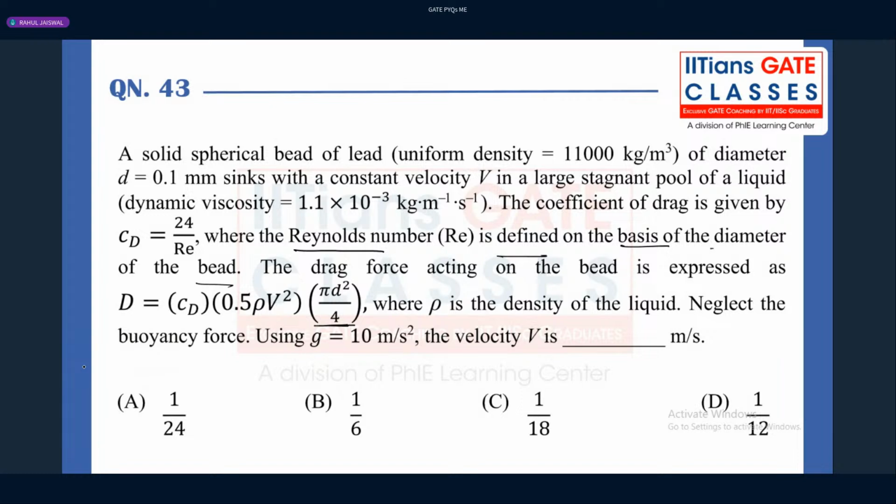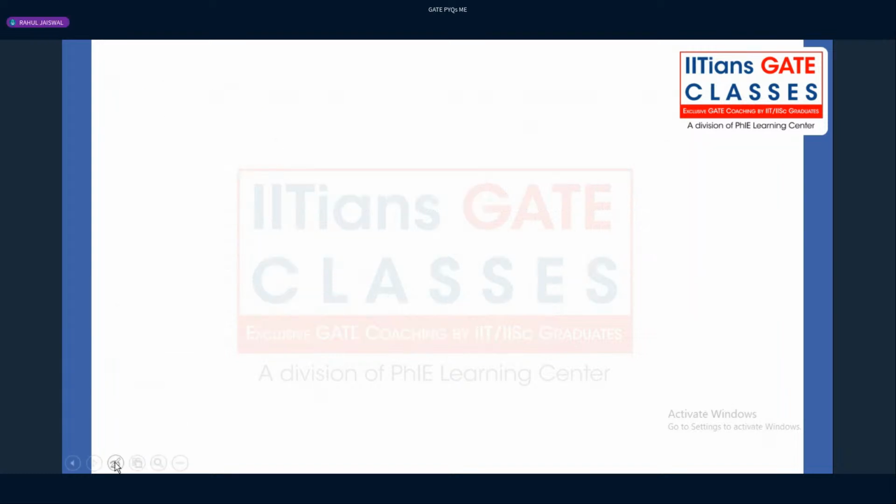Neglect the buoyancy force, using g equal to 10 meter per second square. What is the velocity? And remember, this velocity is nothing but a constant velocity, guys. It is sinking with a constant velocity. Now, to explain this particular problem with the help of a figure, for example, there is a lead bead in the form of a sphere. This particular thing is surrounded with the liquid, guys. For example, this is the air.